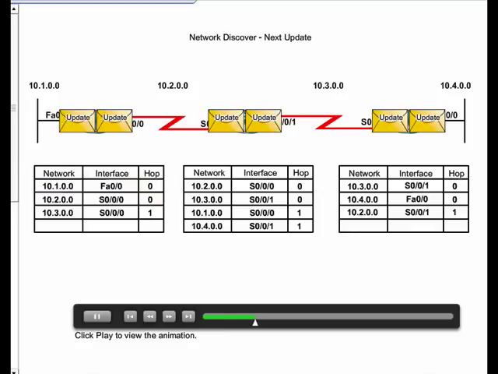This animation shows R1 sending an update about each of its networks and which interface is associated with that network. It receives an update from R2 about network 10.4.0.0 with a metric of 2 and adds that information to its routing table. That same update contains information about the 10.3.0.0 network, but since that is not new information, the routing table doesn't change. This same process happens with each router in the network until they all have complete information about their neighbors and their neighbors' neighbors. Sometimes, distance vector routing is called routing by rumor.